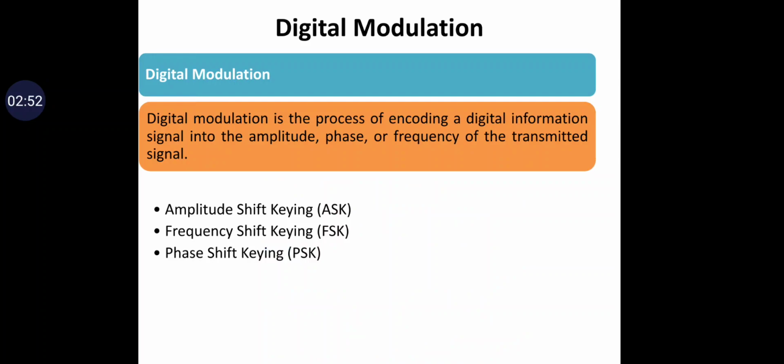Now let's see about the digital modulation. Digital modulation is the process of encoding a digital information signal into the amplitude, phase or frequency of the transmitted signal. Here we have three types. The first one is amplitude shift keying, second one is frequency shift keying, and third is the phase shift keying. Let's see that one by one.